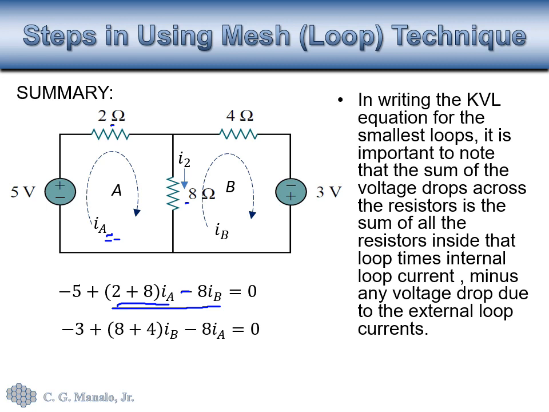Okay, so for loop B, for example, the voltage drop across the resistances is the drop due to I sub B, which is simply the sum of 8 and 4. So we have the 12 IB minus the drop due to the current outside of loop B, which is 8 IA. Now, this observation is very important when we do mesh analysis because it makes the process simpler and faster.